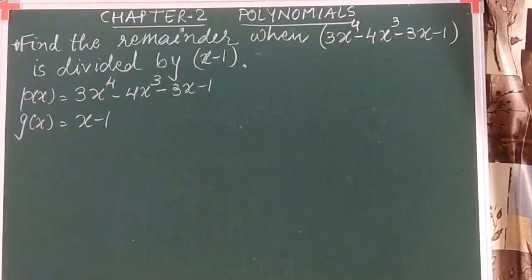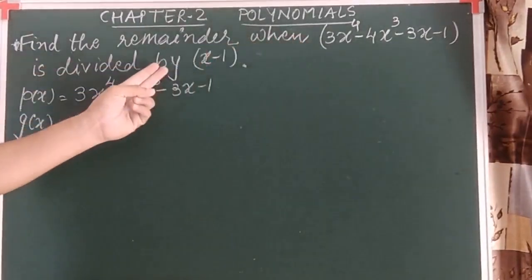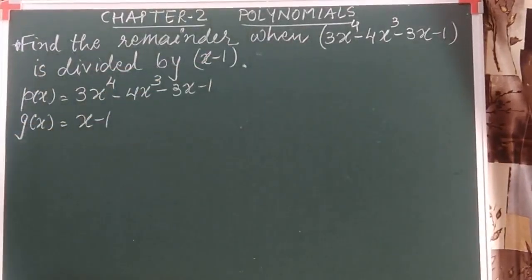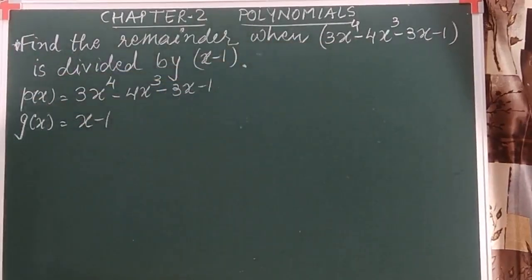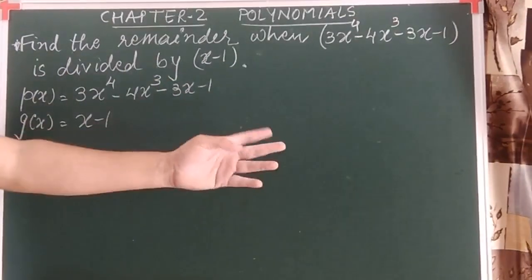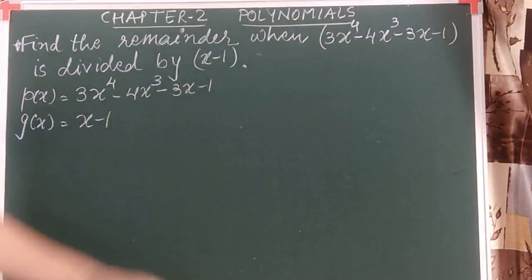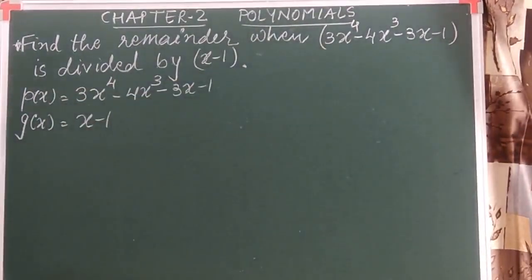Look at this question. It says to find the remainder when this polynomial is divided by x minus 1. If you observe, the dividend polynomial in this question is the same as in the previous one. So we have already seen that our remainder is minus 5. You can get the answer by the long division method also, but let's see the simplest way to obtain the remainder.